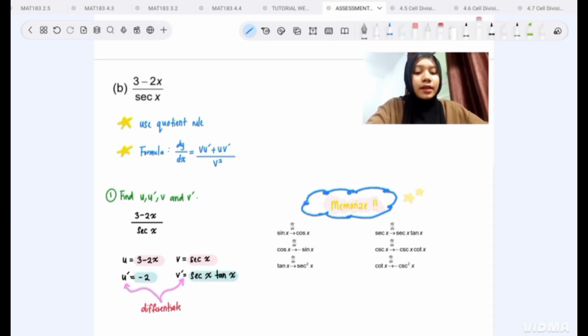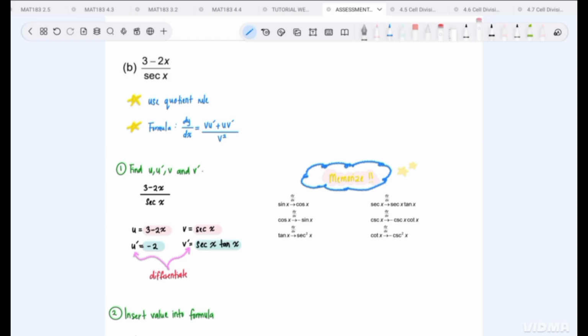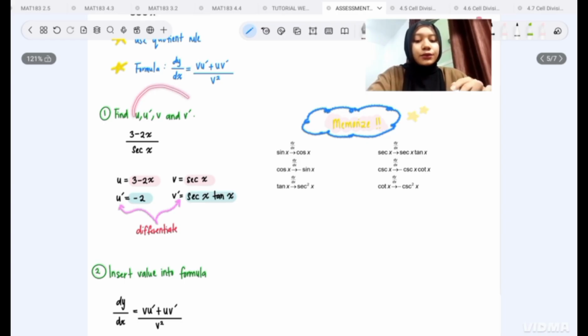Question B shows that the relationship between 2 minus 2x and secant x is division. So we need to use the quotient rule. The formula for the quotient rule is dy over dx equals vu prime minus uv prime over v squared. So first we need to find u prime, v and v prime. We take 2 minus 2x as u and secant x as v.